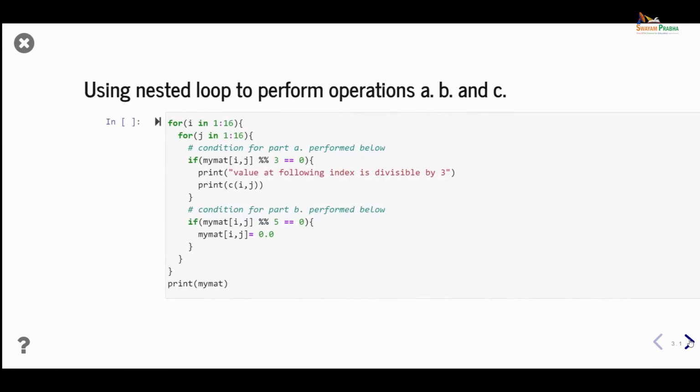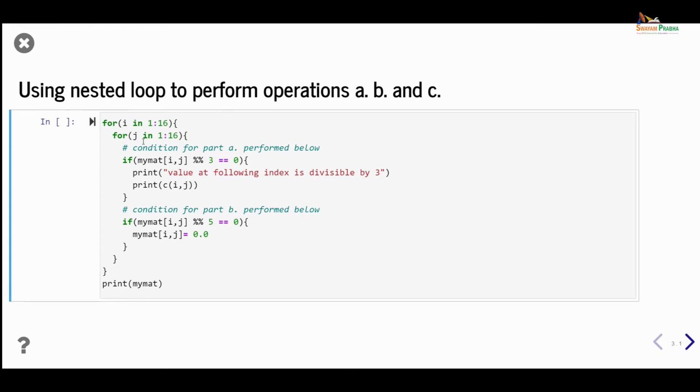So now let's see how to do that. Inside the for loop I am giving an if condition where each and every value of my matrix will be divided by 3, and if the remainder is equal to 0, then we are going to print the following statement, value at following index is divisible by 3, and we are also printing the row index and the column index. i will fetch you the row index of that particular value and j will fetch you the column index of that particular value.